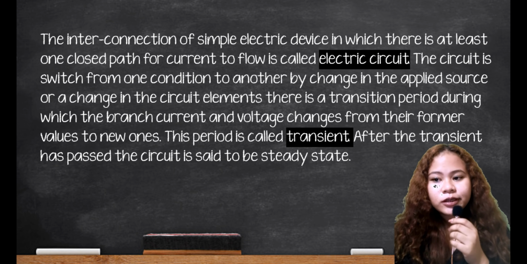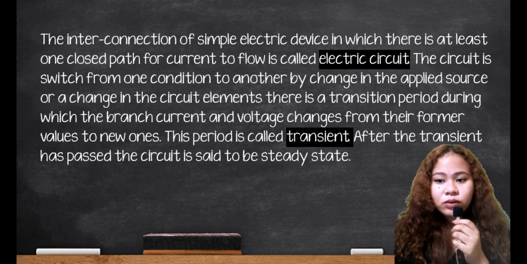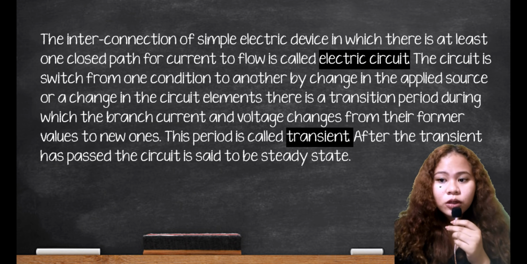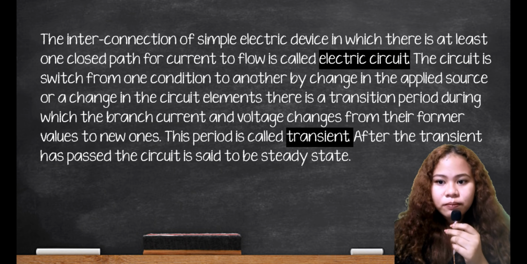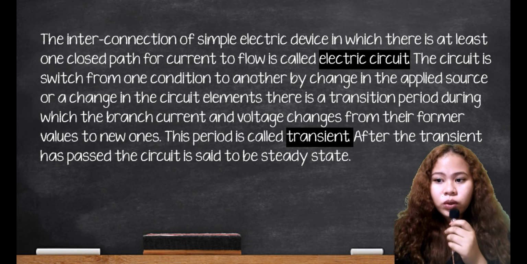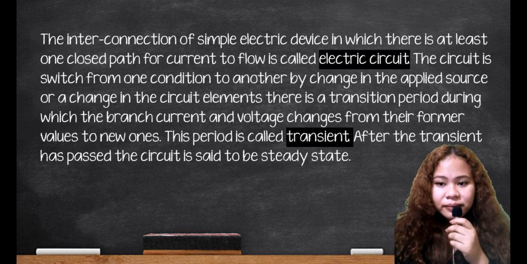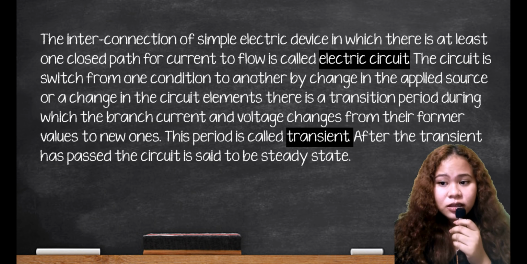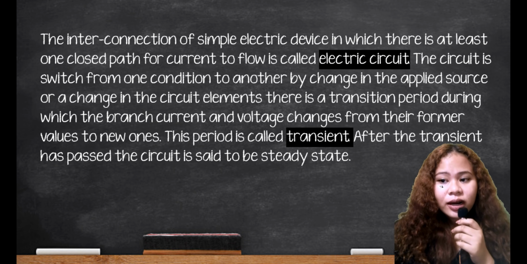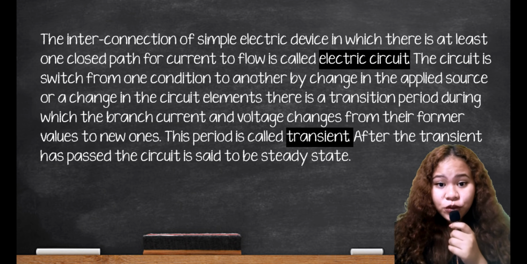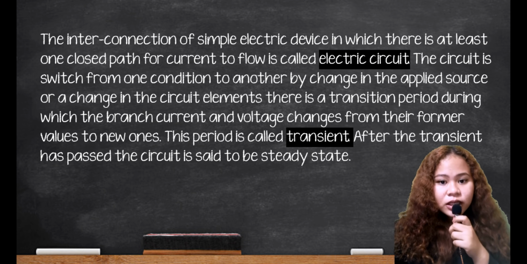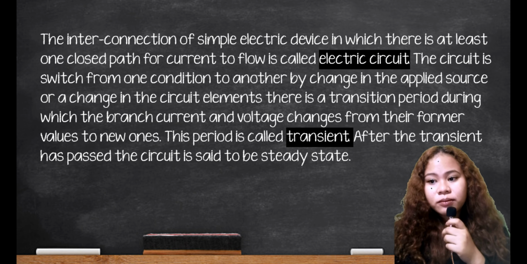Now, the interconnection of simple electric devices in which there is at least one closed path for current to flow is called an electric circuit. The circuit is switched from one condition to another by a change in the applied source or a change in the circuit elements. There is a transition period during which the branch current and voltage change from their former values to new ones. This period is called a transient.